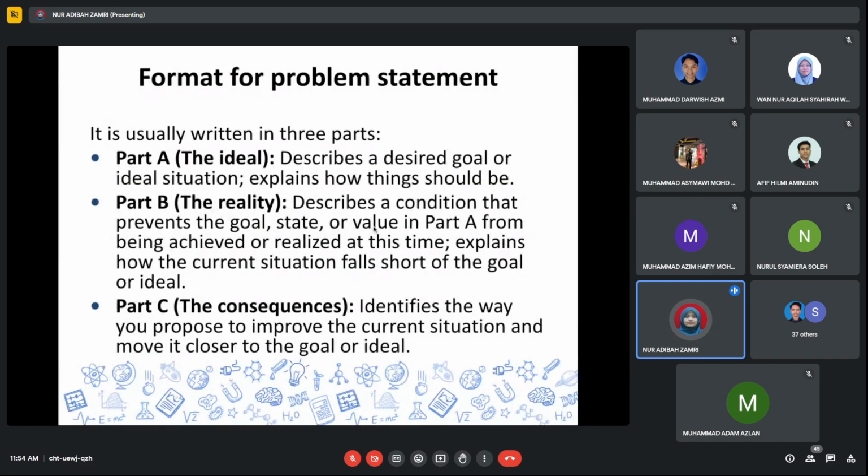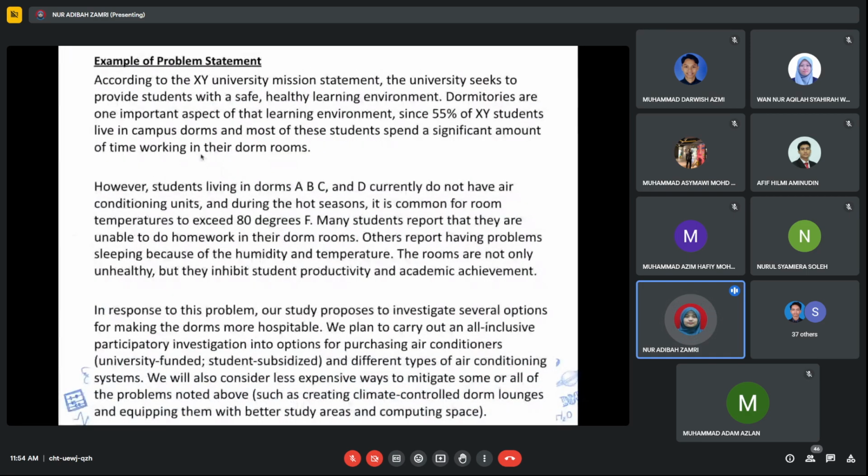The reality describes a condition that prevents the goal, state, or value in part A from being achieved or realized at this time. It explains how the current situation falls short of the goal or ideal. However, let's look at the example here. Students living in dorms A, B, C, and D currently do not have air conditioning units, and during the hot seasons, it is common for room temperature to exceed 80 degrees. Many students report that they are unable to do homework in their dorm rooms.